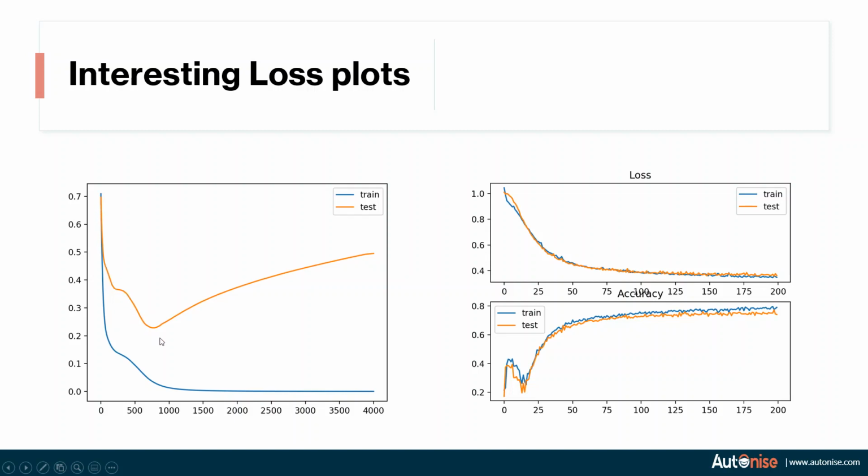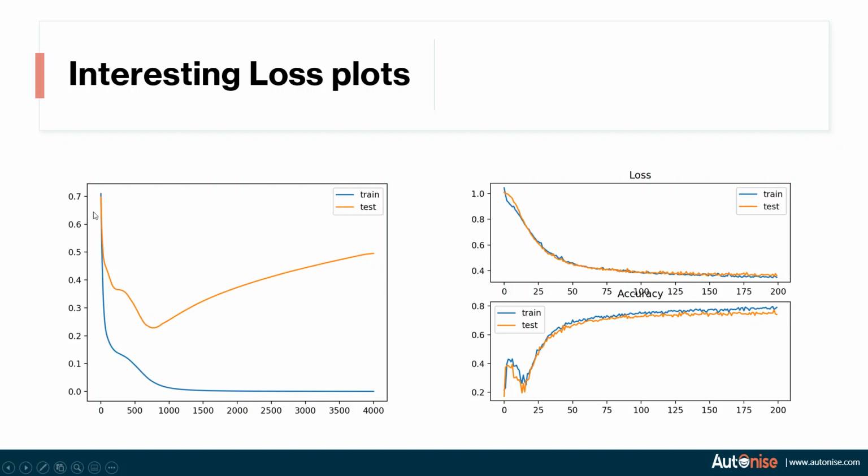What is the phenomenon which is happening over here? The blue curve is the training loss. So the y-axis is the loss, the cost function value. The blue graph represents the cost function value as a function of the number of gradient iterations, and the orange plot represents the testing loss value as a function of the number of iterations.